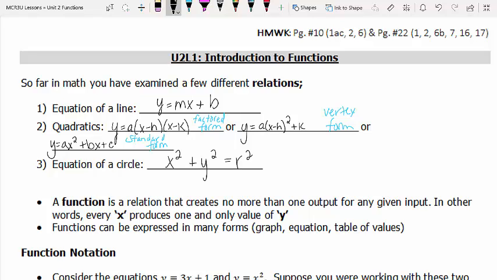So in grade 11, we start to look at functions. A function is a relation, so it could be one of these, that only gives one unique output for every input. For example, if you plug in 2 for x into a function, it will only give you one y value, or one output.